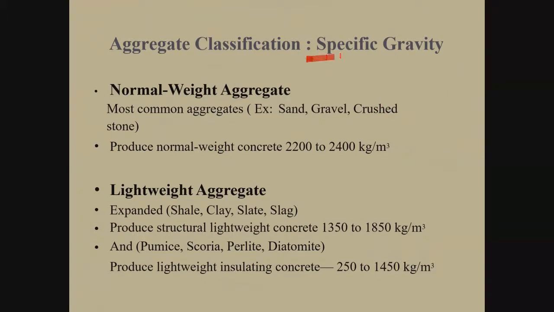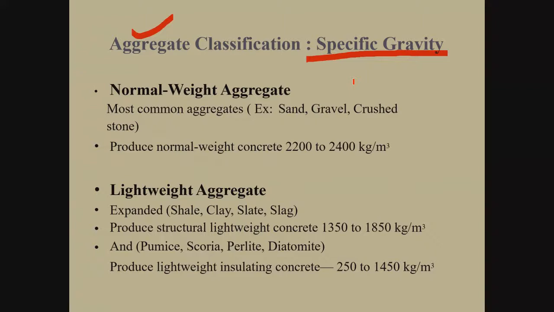Now let me discuss the specific gravity of aggregate, and how specific gravity is affecting the properties of concrete. As you know, specific gravity is the ratio of the weight of a given volume of a substance to the weight of an equal volume of distilled water. Any substance which has a specific gravity lesser than water will float upon the surface of water, and any substance which has a specific gravity greater than water will sink inside the water.